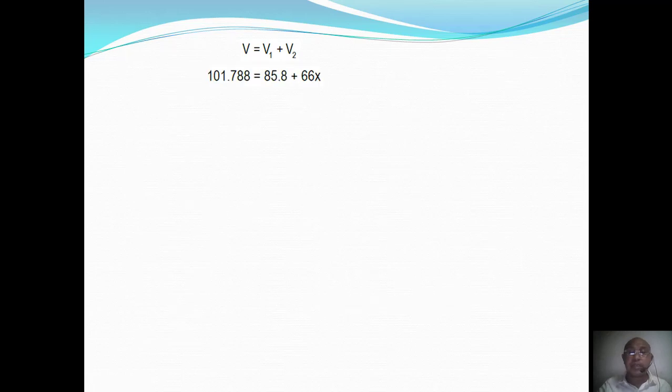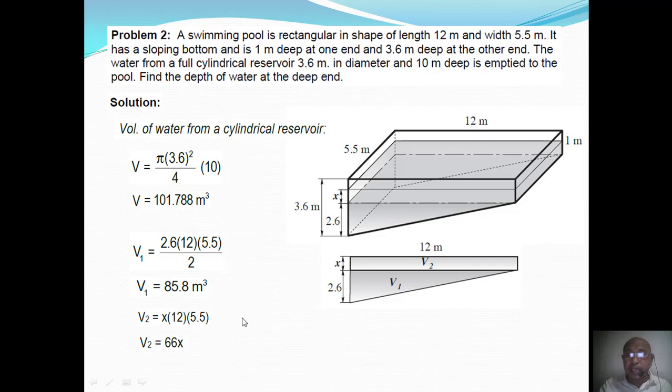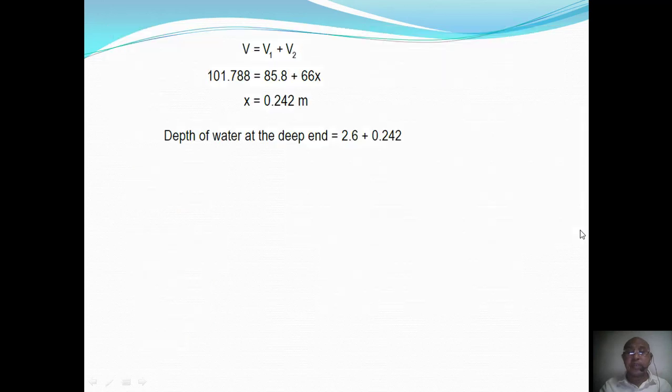So, 101.788 equals 85.8 plus 66x. And x is 0.242 meter. So, if you notice, the depth of water in the deep end is 2.6 plus x. So the question is the depth of water in the deep end. Okay, so the water there is 2.6 plus 0.242. So that is equal to 2.842 meters.